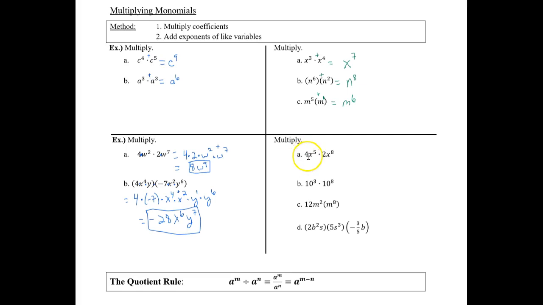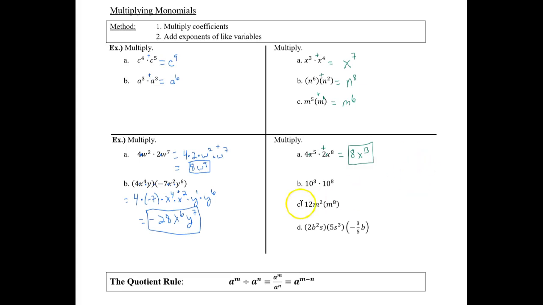Part A says 4 times x to the 5th times 2 times x to the 8th. In between all of those numbers, or the coefficients and the variables, is times. So I can multiply in any order I want. We choose to multiply the coefficients together first. 4 times 2 is 8. Then x to the 5th times x to the 8th. We add those exponents. 5 plus 8 is 13. So 8x to the 13th power.